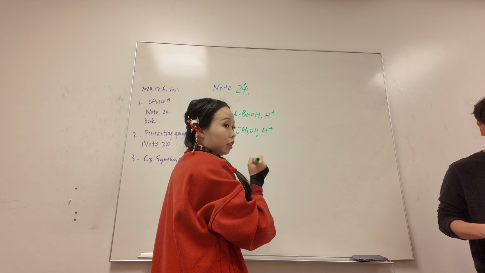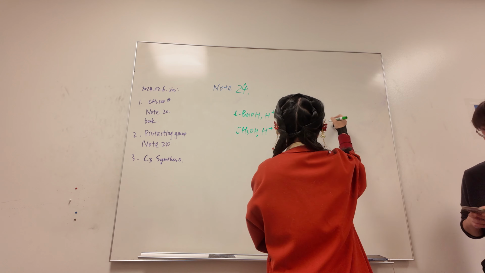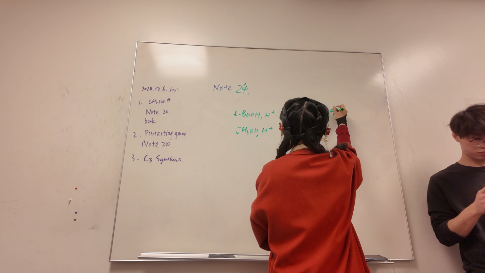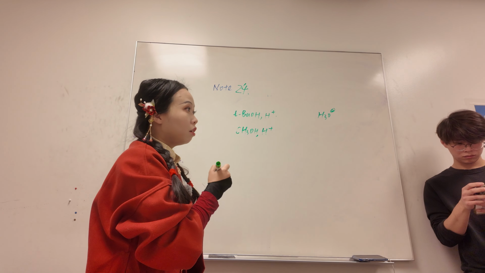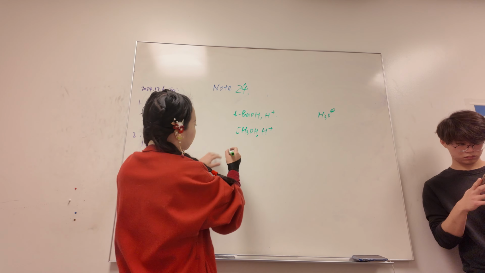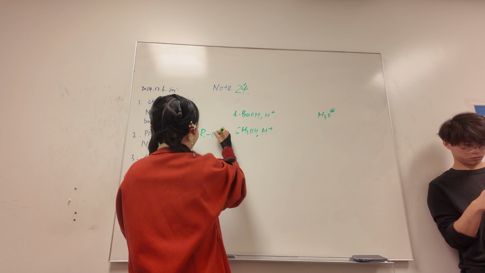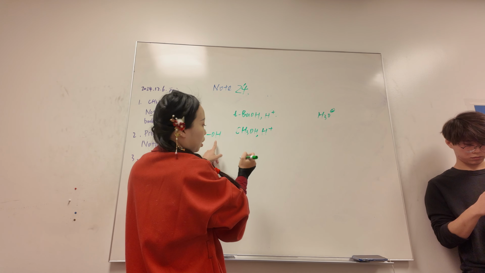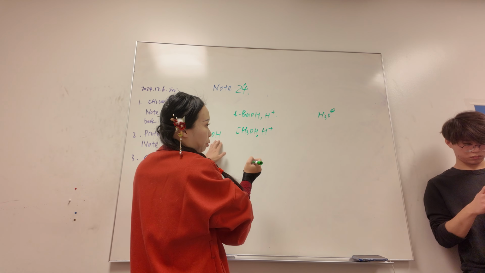And then to undo it, we use H3O plus. So when you want to undo it, it's H3O plus. That's it. When do we know to use it? This works for protecting the ROH group, when you don't want this OH to react with something else.